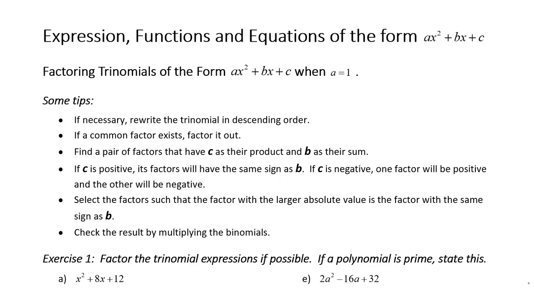Select the factors so that the factor with the largest absolute value is the one with the same sign as b. I've shown you this in some examples previously, but just as a refresher. Check the results by multiplying the binomials. So you can always check to see if you found the right answers by doing that.